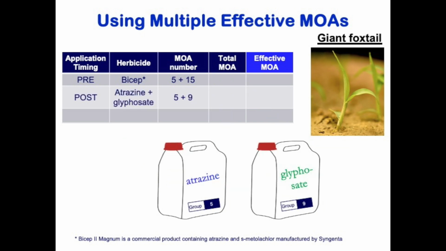Our post-emergence application is a combination of atrazine plus glyphosate. Atrazine is a group 5 and glyphosate is a group 9 herbicide. So each application includes two different modes of action.